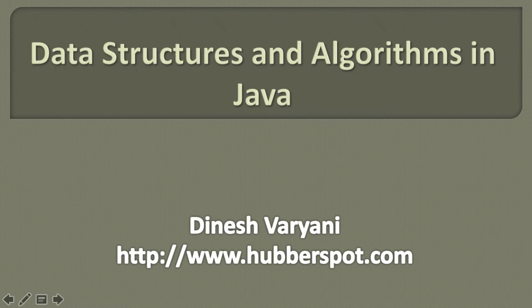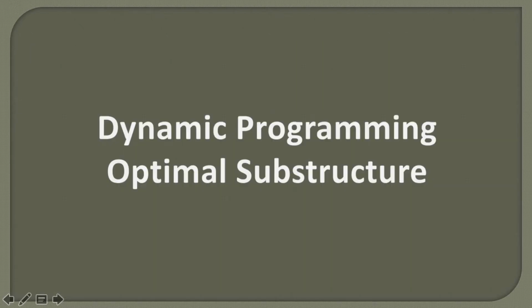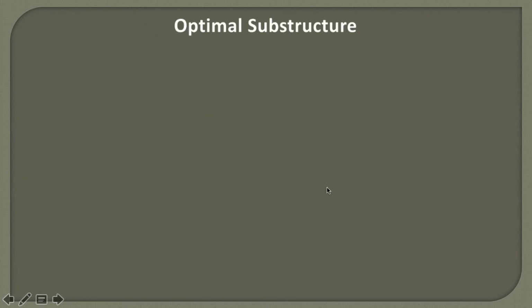So friends, in this lecture we will discuss how we can identify that a particular problem comes under dynamic programming. Usually a dynamic programming problem has a few characteristics. One of the characteristics is optimal substructure. So what do we mean by optimal substructure?